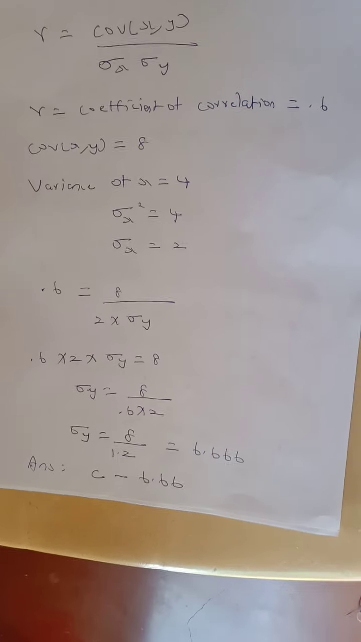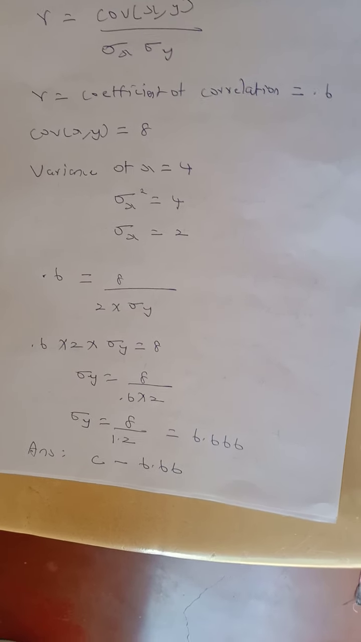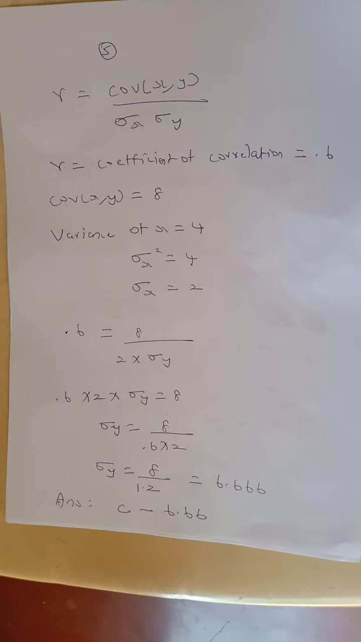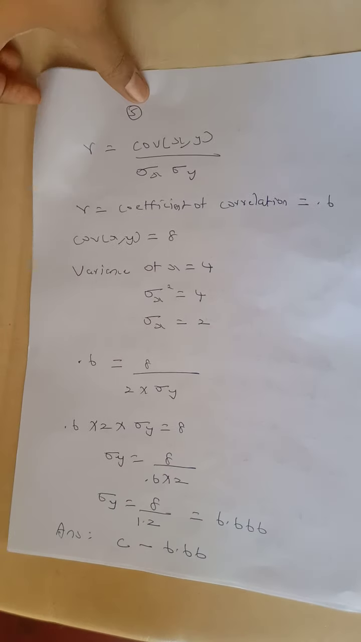So you should know this formula. R is equal to covariance of x comma y divided by sigma x into sigma y. Variance of x is given, and we have found the standard deviation of y. Let us move to the next question.